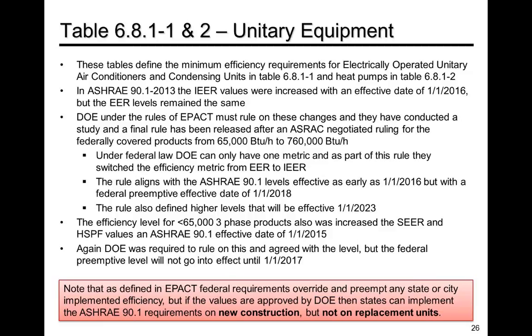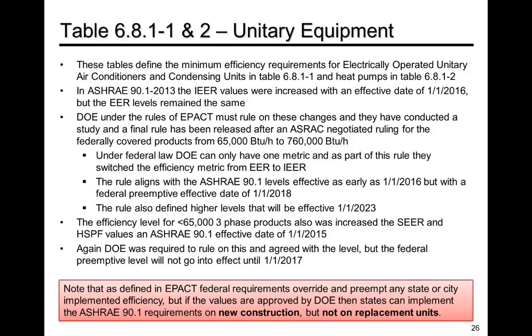One level goes into effect on 1/1/2018, and that really is adopting the ASHRAE 90.1 efficiency levels that were in 2013 that became effective 1/1/2016. And then there's a second set of levels that are defined for 2023 that'll go into effect on January 1 of that year, raising the IEER levels higher. In addition, there were some other changes to less than 65,000 three-phase that went into effect on January 1, 2015. But again, the DOE effectivity date is delayed 2 years to 2017.